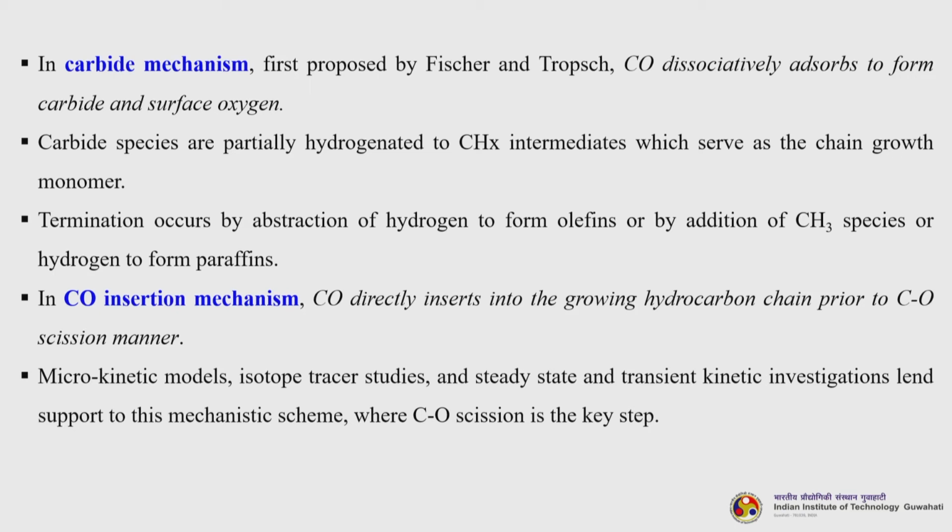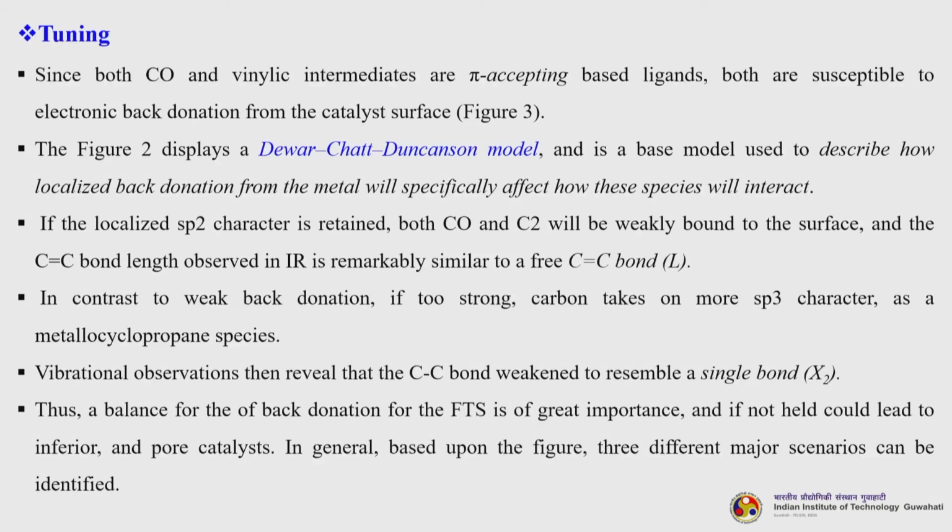Microkinetic models, isotope tracer studies, and steady state and transient kinetic investigations lend support to this mechanistic scheme, where CO scission is the key step. Since both carbon monoxide and vinylic intermediates are pi accepting ligands, both are susceptible to electronic back donation from the catalyst surface.